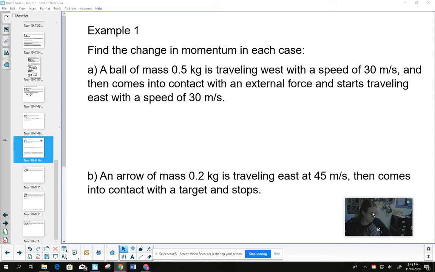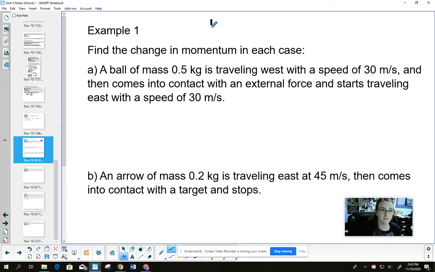Okay, we're going to work through some examples here on impulse. Just a reminder that the formula for impulse, again, we don't usually call it I, is force times change in time. Impulse equals the change in momentum. Once again, impulse is the change in momentum, something you want to understand.